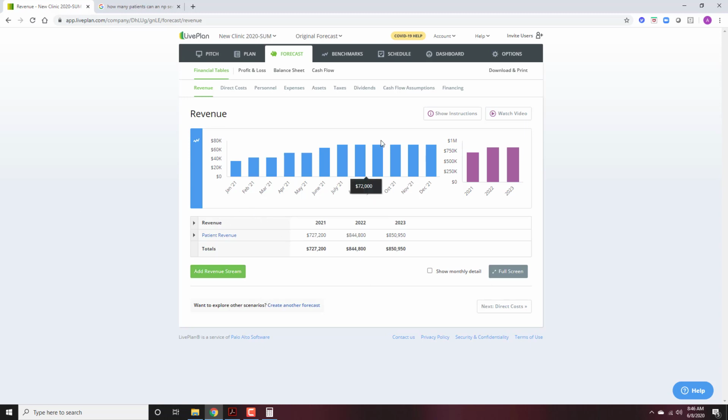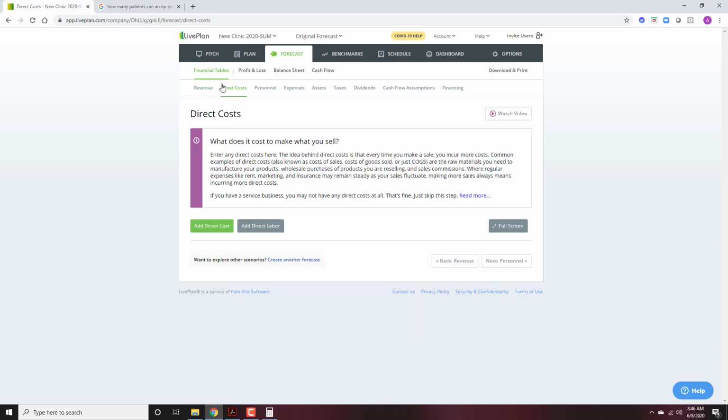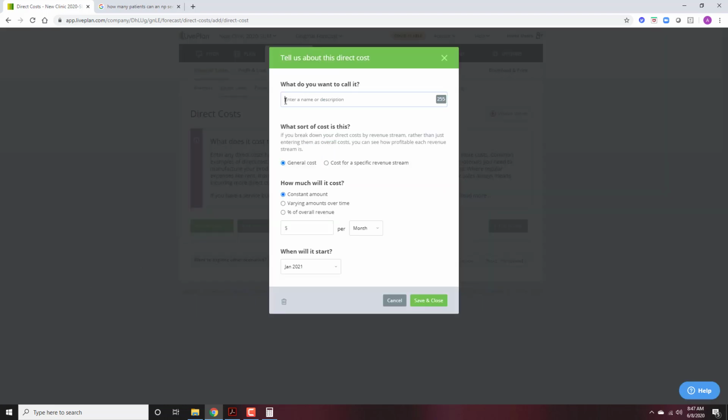And then what we're going to do is go to direct cost. So direct labor, we talked about this in class, direct labor is someone who directly works with the patients. So I looked up salaries. I'm going to hit add a direct cost. We're going to call this nurse practitioner.